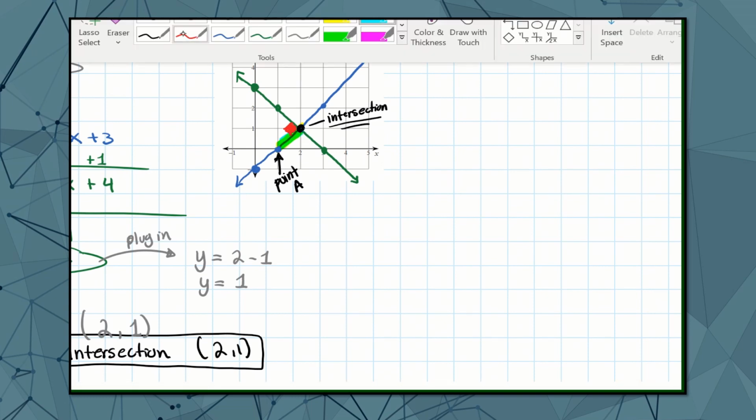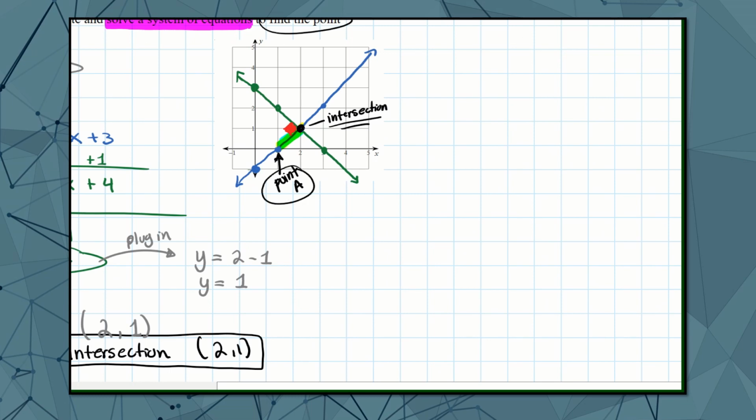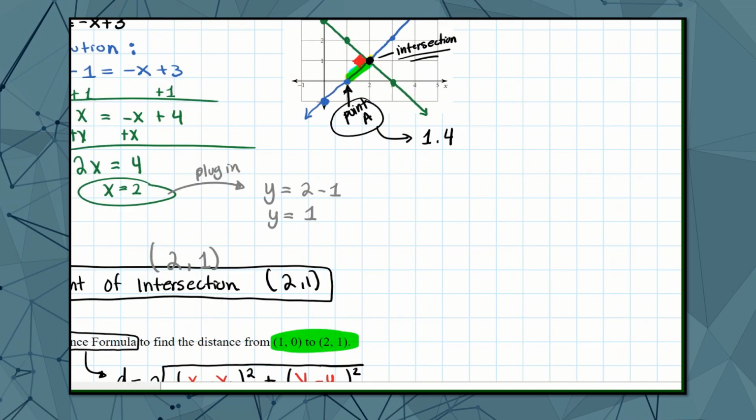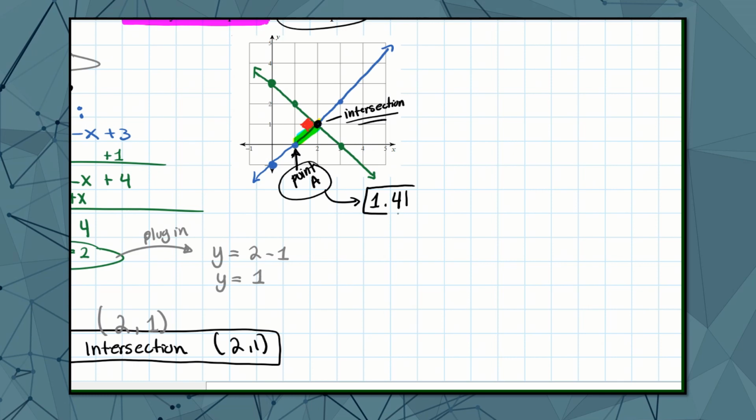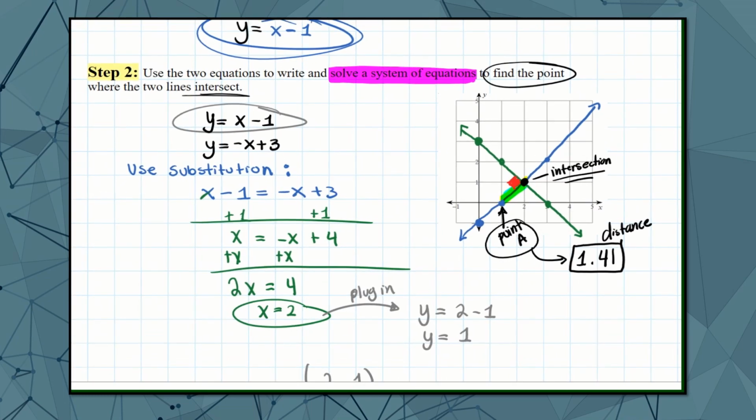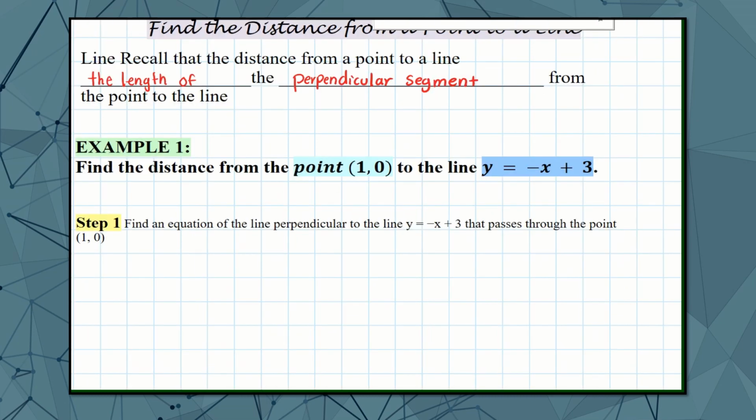All right, so let's make sense of what we just found. So there's this point, right? Point A. That point is 1.41 away from the green line, which is the equation that we were given initially. As you can see here, the highlighted segment is what I just found, and it has a length of 1.41. That's all you need to do when you are finding the distance from a point to a given line.